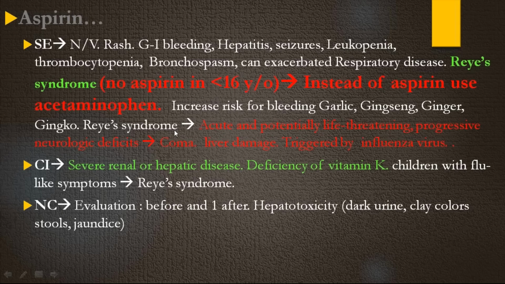One thing you need to remember is that aspirin is going to decrease the coagulation, correct? So if you take garlic, ginseng, ginger, ginkgo biloba, and also green tea, for example, they are going to increase the risk for bleeding. Open eyes, open ears with that, okay?